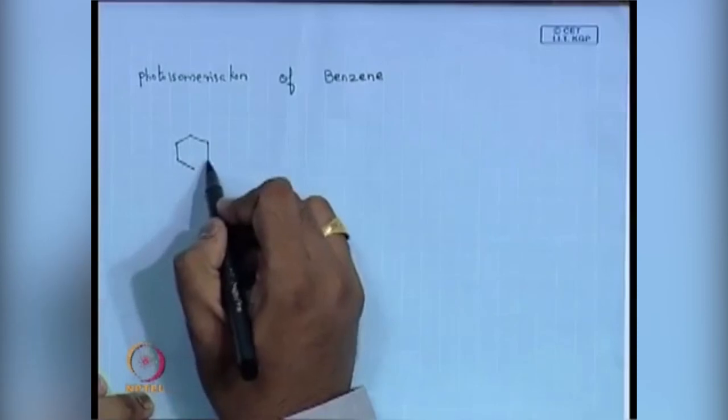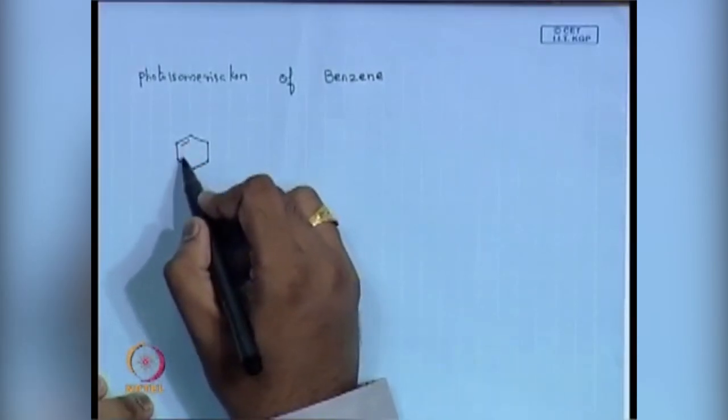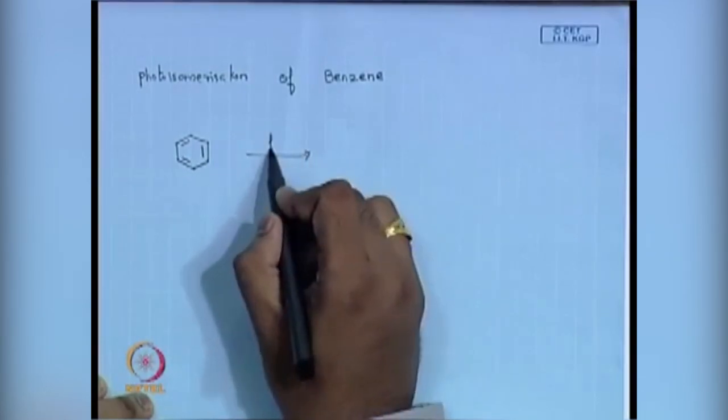Just benzene, directly irradiating benzene alone. What can you think about? Any idea what benzene gives on photochemistry? You get fulvene. Any other important molecule? Benzvalene. You will get Dewar benzene, prismane. Okay, good. We'll see how we get those products.